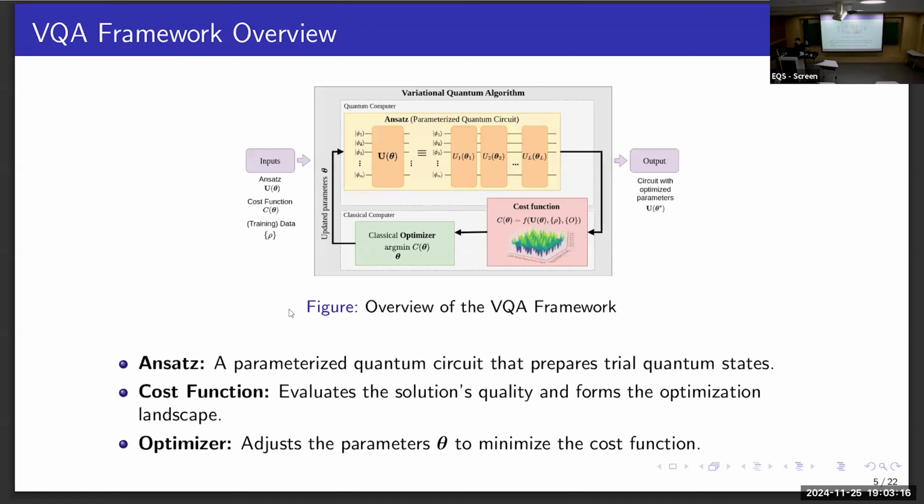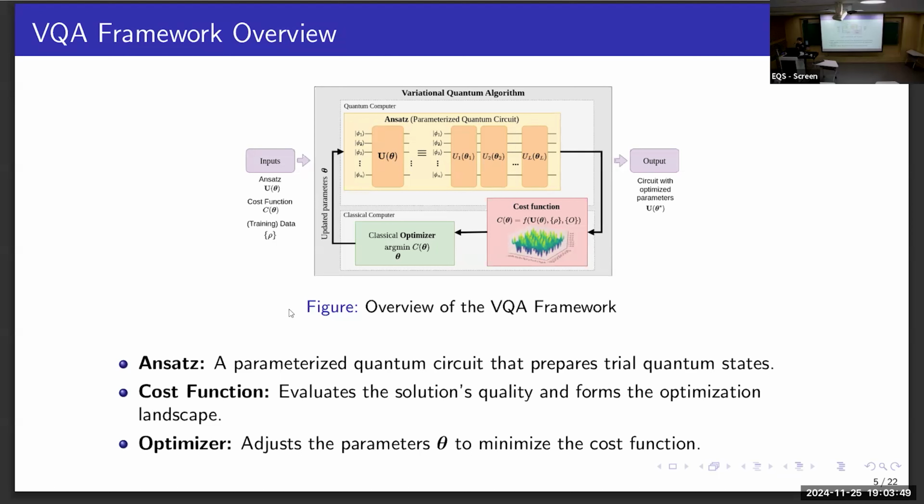So this is a framework overview. First, the inputs are the ansatz, the cost function, and training data, and we feed it to the quantum computer. We measure the cost function, and it calls a classical optimizer, which updates the parameter theta of the ansatz. So this is an iterative way.